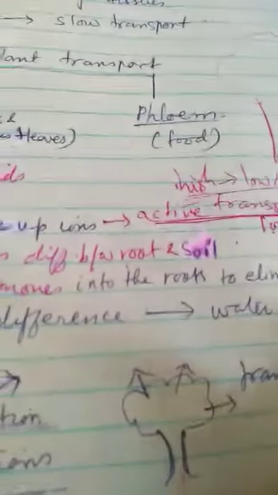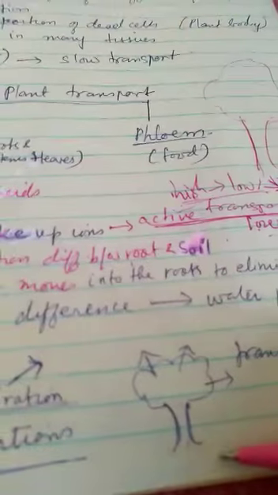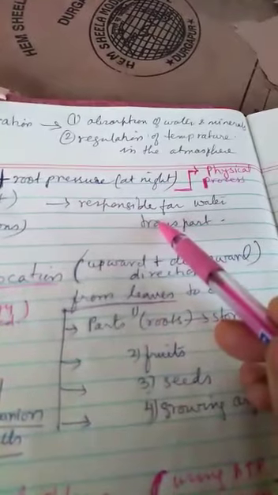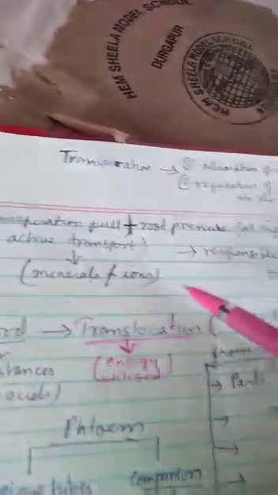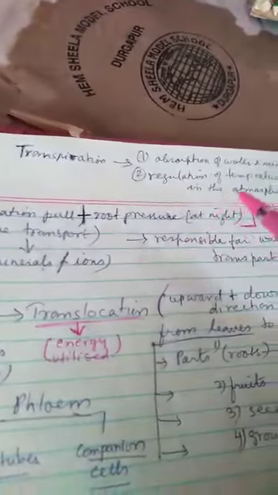The pressure in the root is known as root pressure. Now we will see that transpiration pull, root pressure and active transport, which all are physical processes, are responsible for the transportation of water and minerals. Transportation always takes place in upward direction.